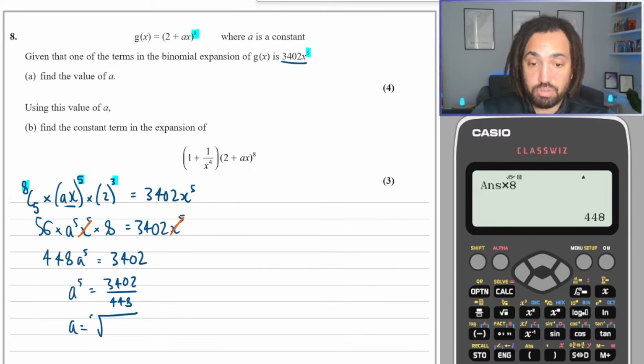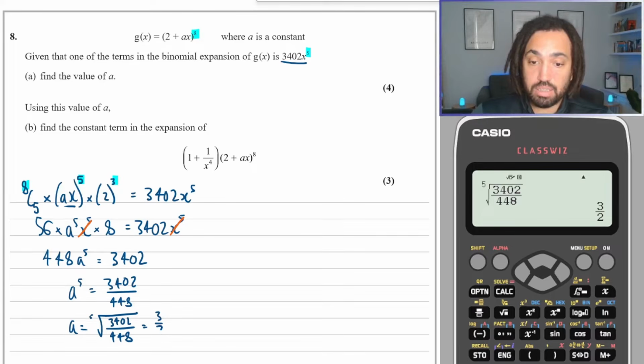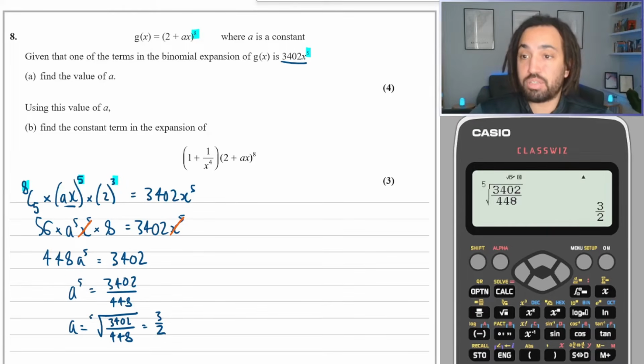So the fifth root of 3402 over 448. So I need to use this button here to do the fifth root of 3402 over 448. And I get 3 over 2. Lovely. That fills me with confidence that I know I've got the answer right, getting such a lovely number like that.